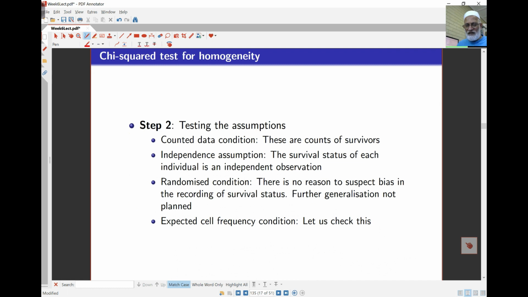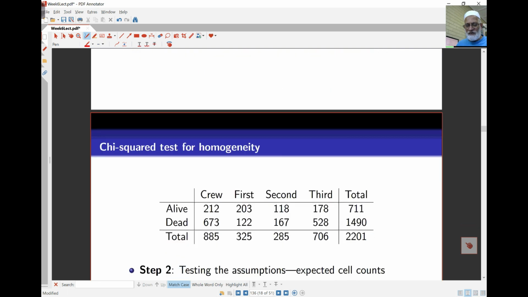So the assumptions here: the counted data condition is, well, these are counts of survivors. Independence assumption: the survival status of each individual is independent of the other individuals. Randomization here is there's no reason to suspect bias in the recording of survival status, so there's no problem with that. There are no other generalizations planned here, so there's not much more to be said. And the expected cell frequency counts, we'll see as we calculate those.